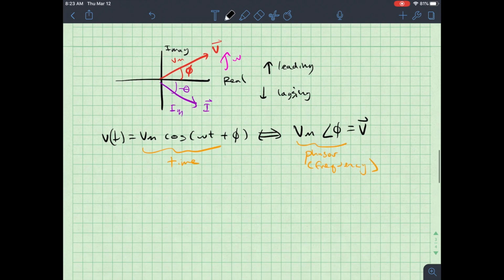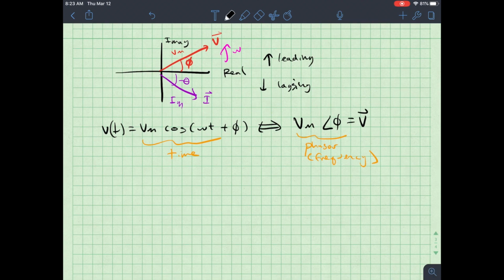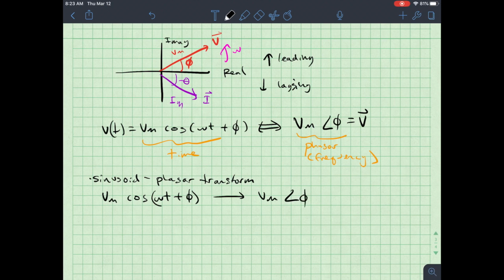So let's look at the sinusoid phasor transform. Vm cosine of omega t plus phi transforms to Vm angle phi. Not a shock.